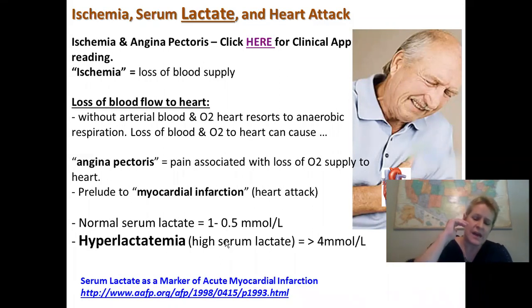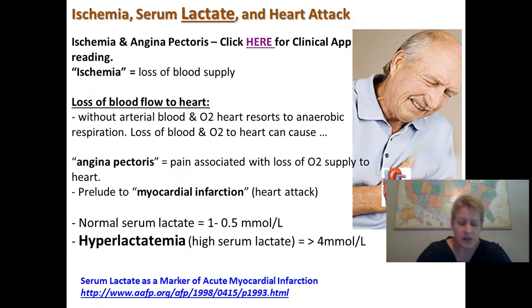If lactic acid or lactate in the blood is higher than that, it's called hyperlactatemia. Emia means in the blood, it's got the word lactate in it, and hyper means excess. Hyperlactatemia means some tissues in the body are going without oxygen.